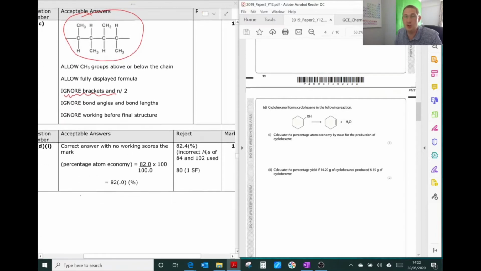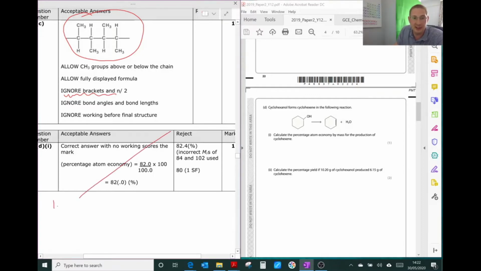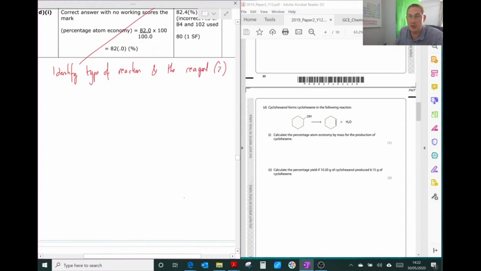Right, the question you've got is slightly different here. The question actually on that was calculate the percentage atom economy by mass for the production of cyclohexene. The question you've had is basically identify the type of reaction and the reagent. That's what it asked for, and I think that was for 2 marks. Okay, so there's 2 things.